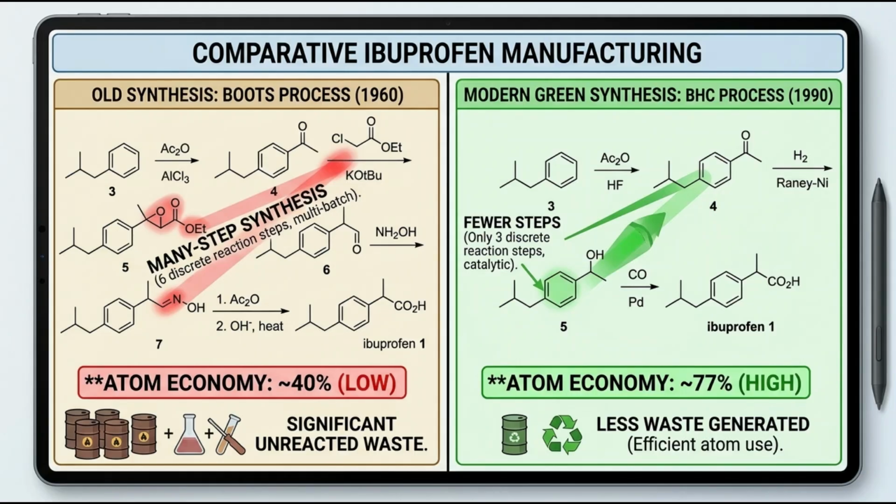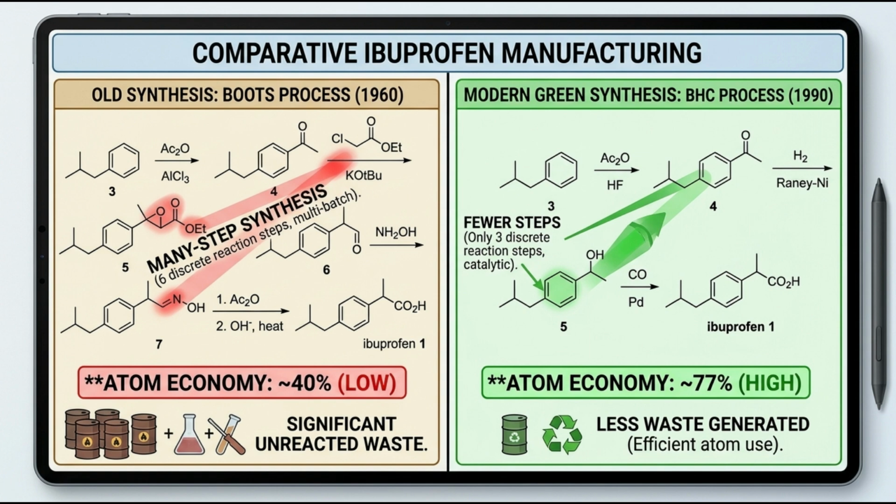As an example of maximizing the incorporation of reactants into the final desired product using the concept of atom economy, here two industrial methods for synthesizing ibuprofen are compared. The older Boots process from the 1960s and the modern green process developed by BHC in the 1990s. On the left, the traditional method involves a complex, multi-step pathway with about 6 main stages, using reagents like aluminum chloride and generating significant waste, resulting in low atom economy of around 40%, meaning much of the starting material does not end up in the final product.